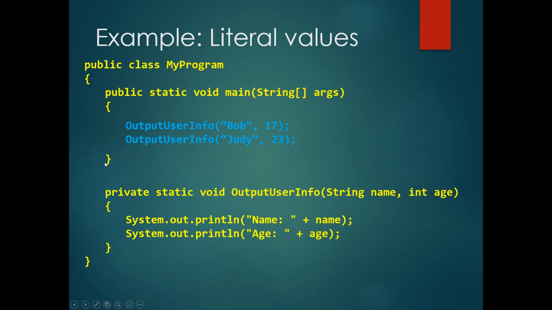Now, some students have asked me, why do we need parameters at all, Mr. Lane? Why don't we just create global variables for name and age, and then we can just use those variables inside of the method without actually requiring the parameters? We can just set the variables inside of main and then call the method. Well, we don't do that for a number of reasons.